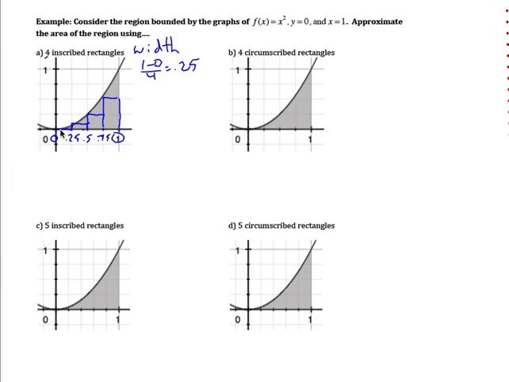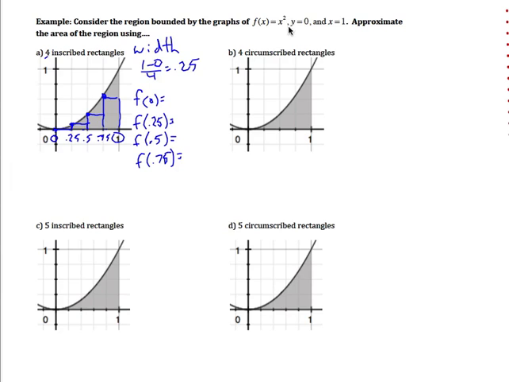Now whenever we do these, we're going to have to find our function values at these 4 points. So we're going to need to find f of 0, f of 0.25, f of 0.5, and f of 0.75.